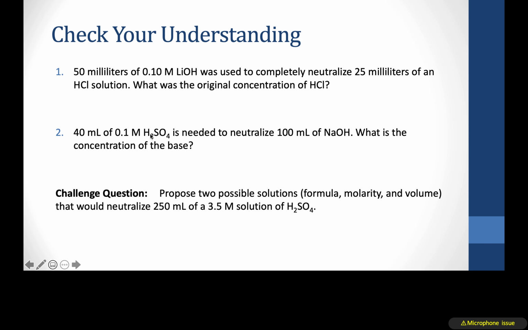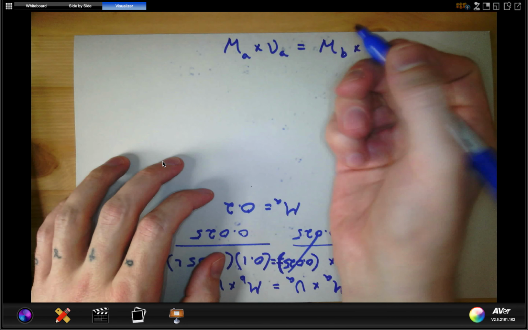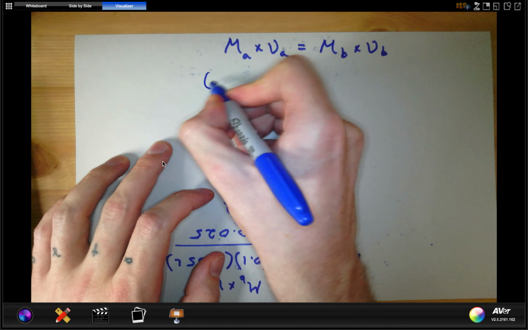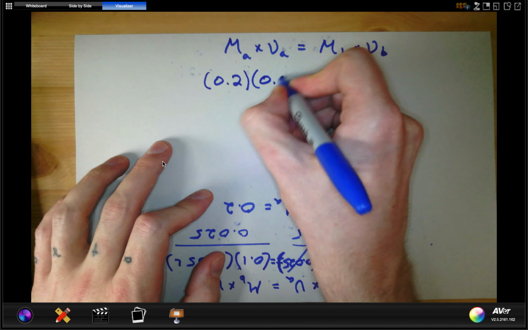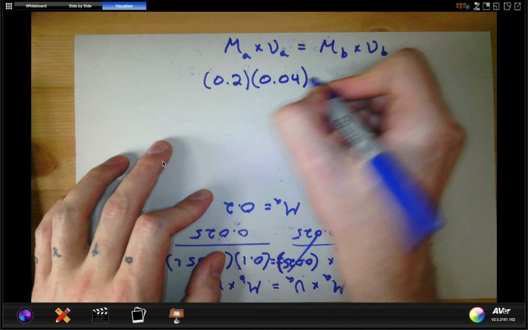However, remember, H2SO4, so this is actually going to be 0.2 molar, right? That's what makes it tricky. 0.2 molar, right? If there's 2 H's, you got to double it up. If there's just 1 H, like HCl, it stays the same. 2 H's, you got to double it up. Okay. So 40 milliliters, 0.2 molar acid. Oops. Let's get that down. So it was 0.2 molar acid, and 40 milliliters is 0.04, and that's liters.